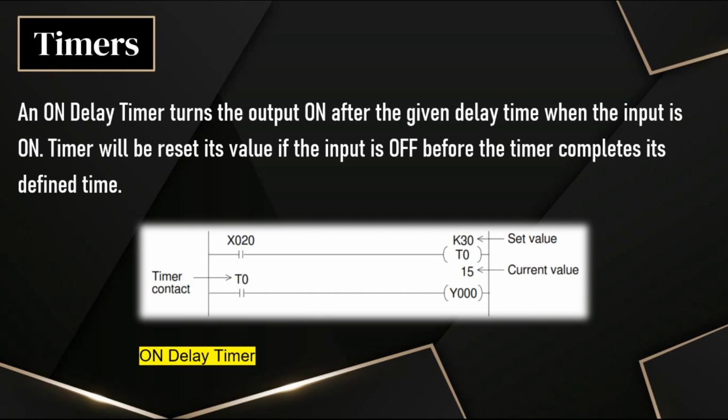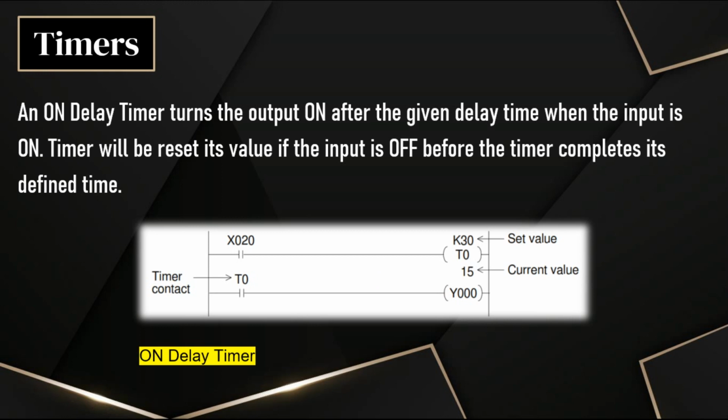So, what is an on delay timer? The name itself says it is delaying the output on for a certain time. For example, we need an output to be turned on after 5 seconds. Then we can use an on delay timer. Got it? There is a simple timer logic given here, which represents how to use an on delay timer.